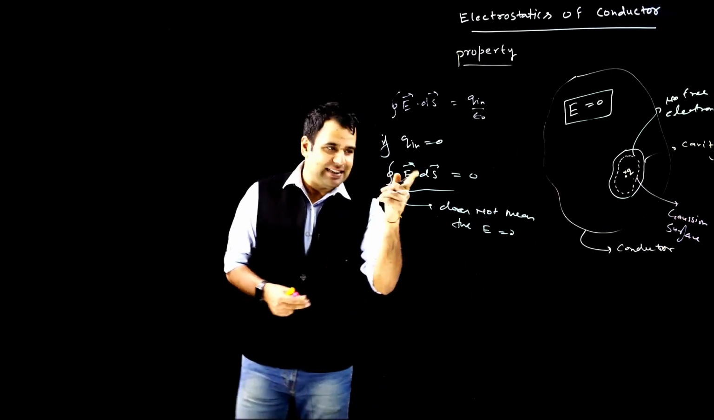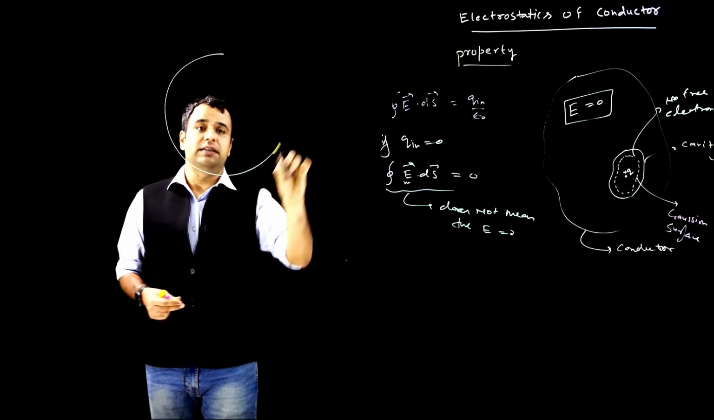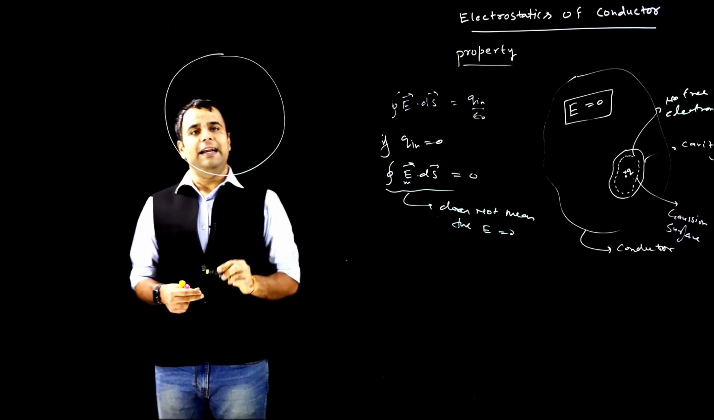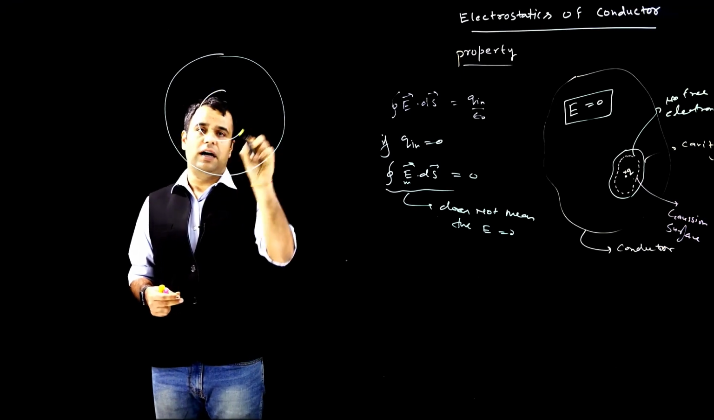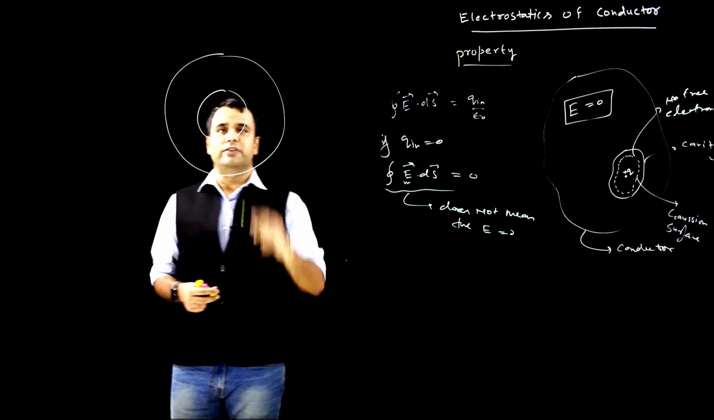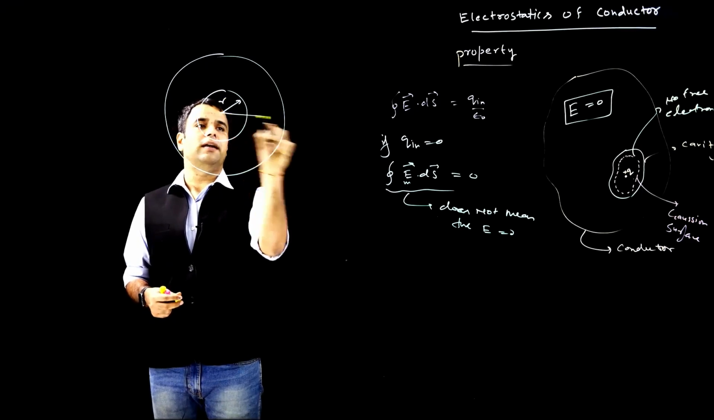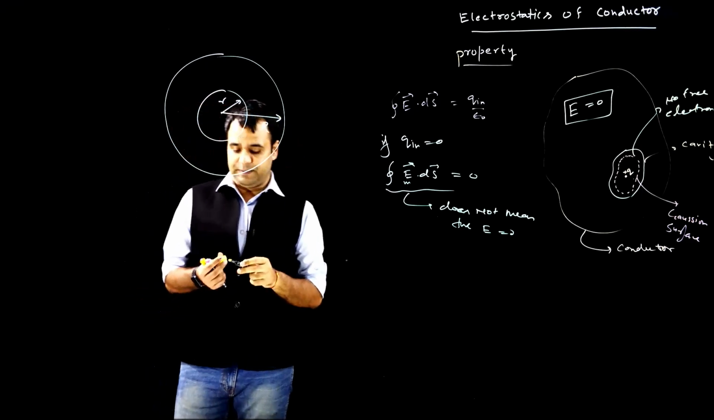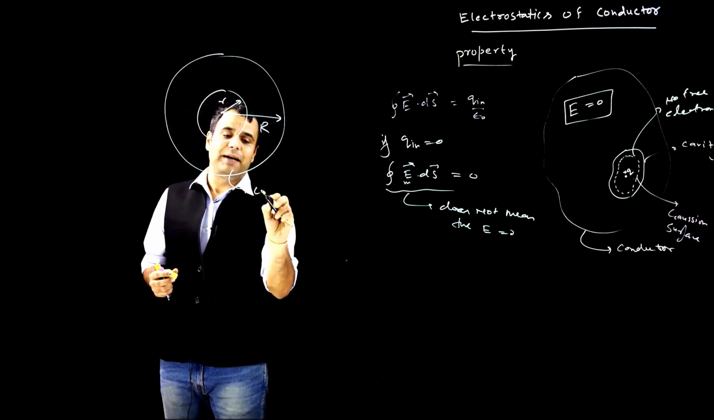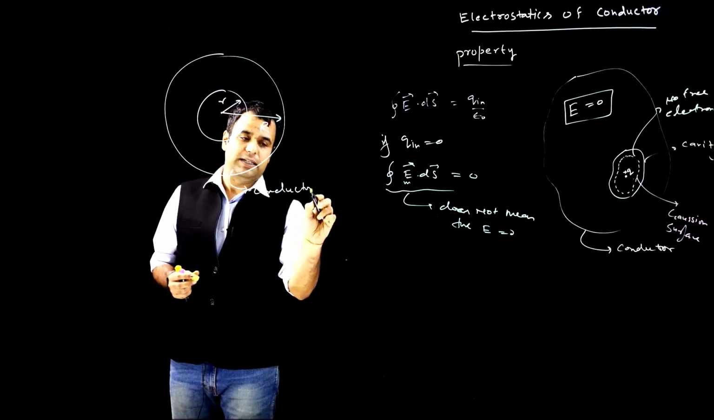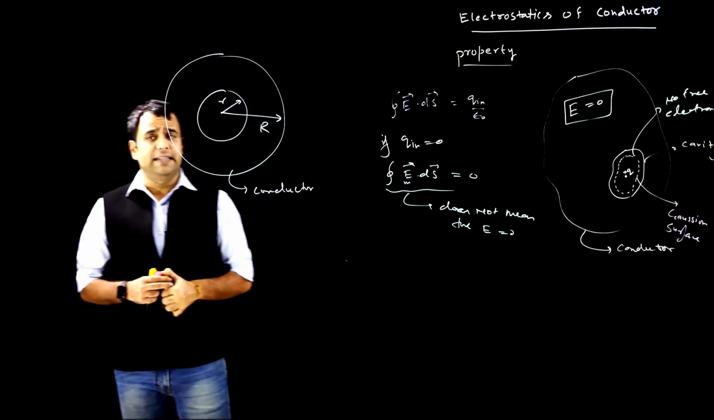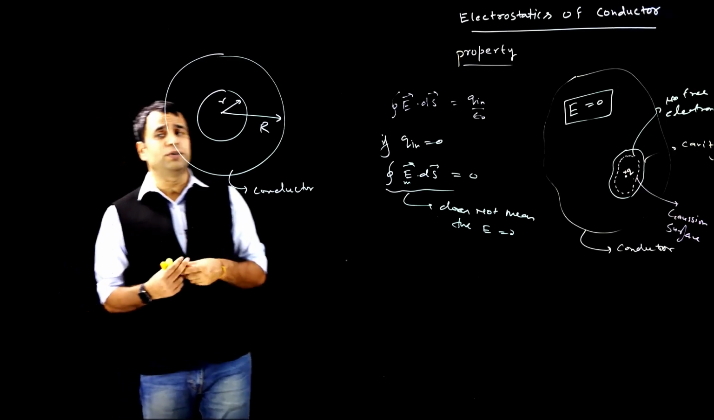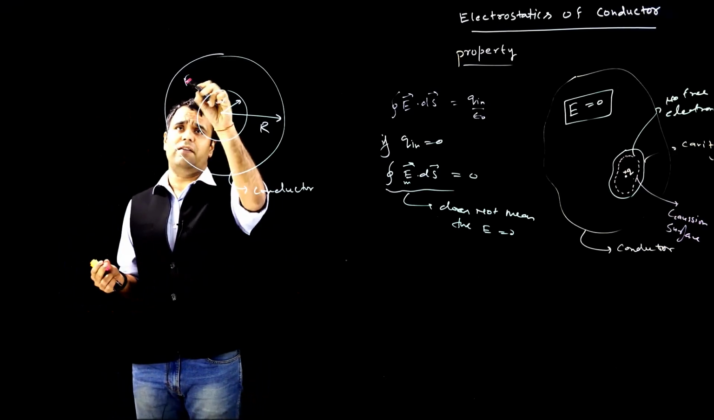Okay, let's see this example. I'm having a solid sphere, and inside this solid sphere I'm having a spherical cavity. The cavity radius is small r and the solid sphere is of capital R radius, and this is conducting material. This is my conductor. In this case, I want to see what will be the electric field. Electric field here will be 0.